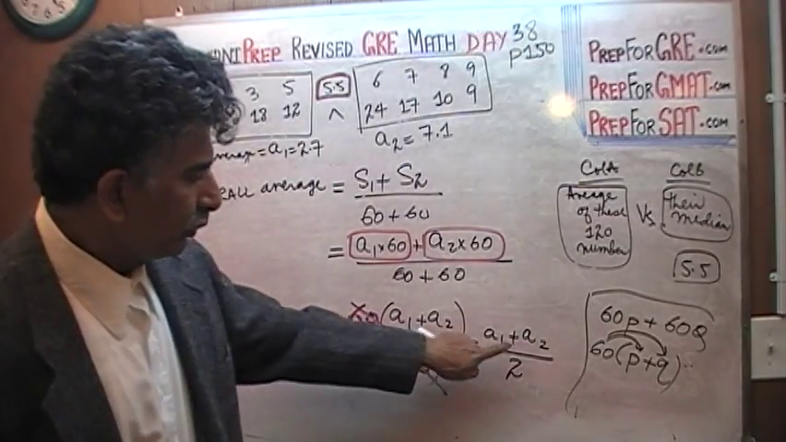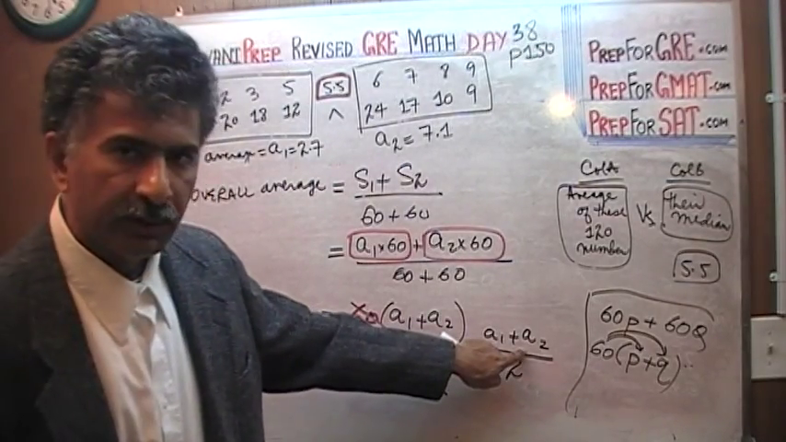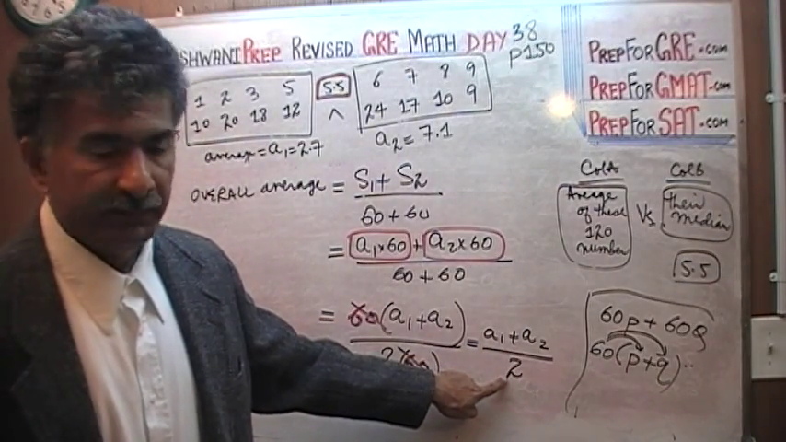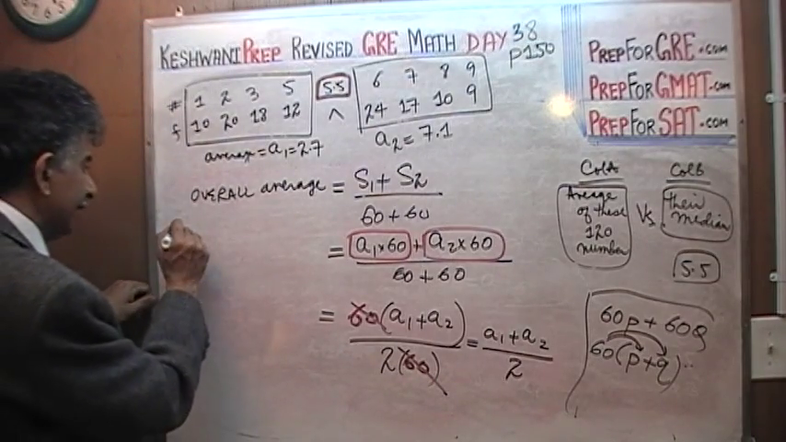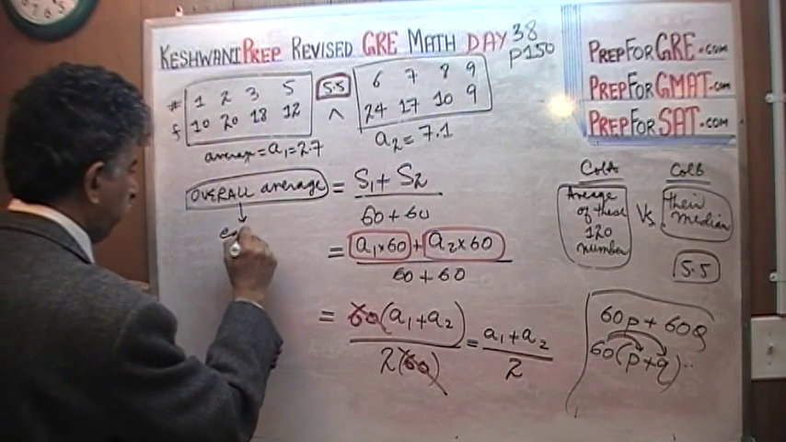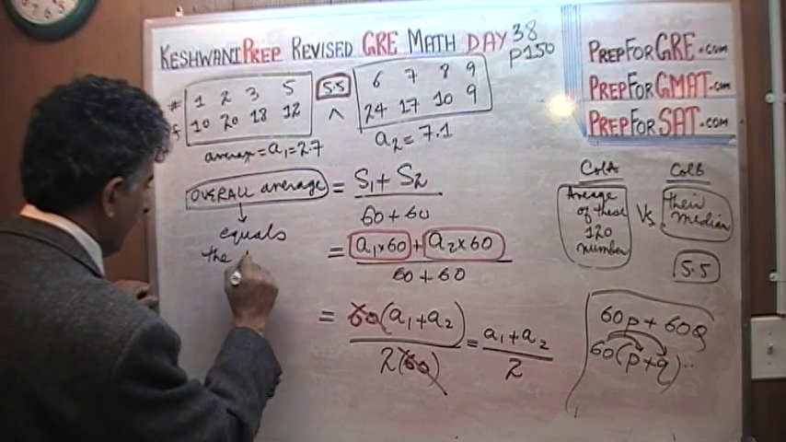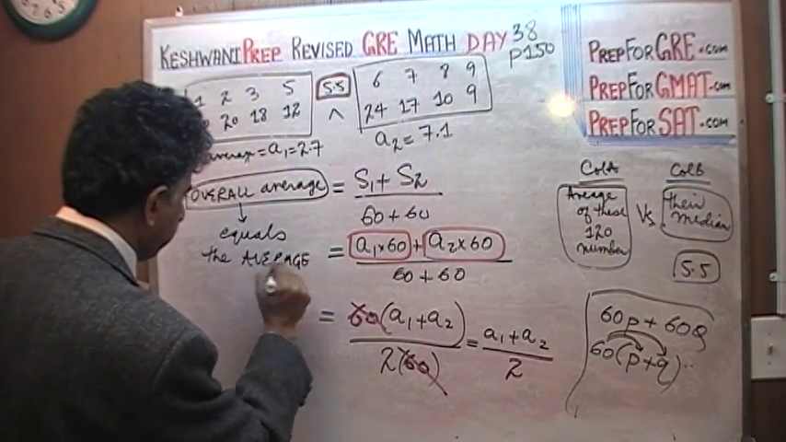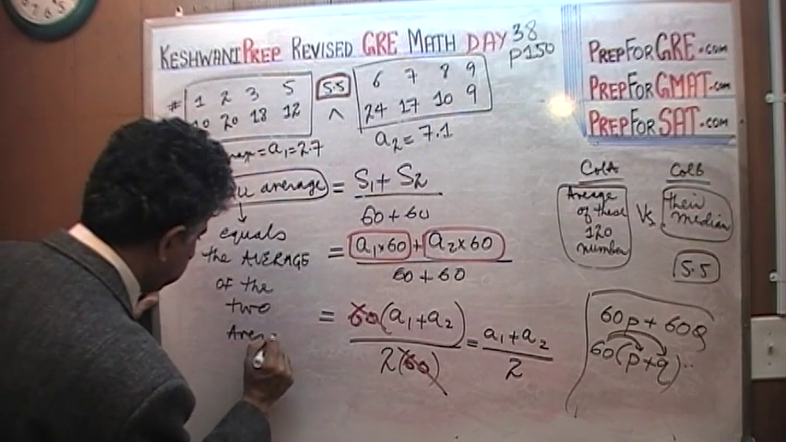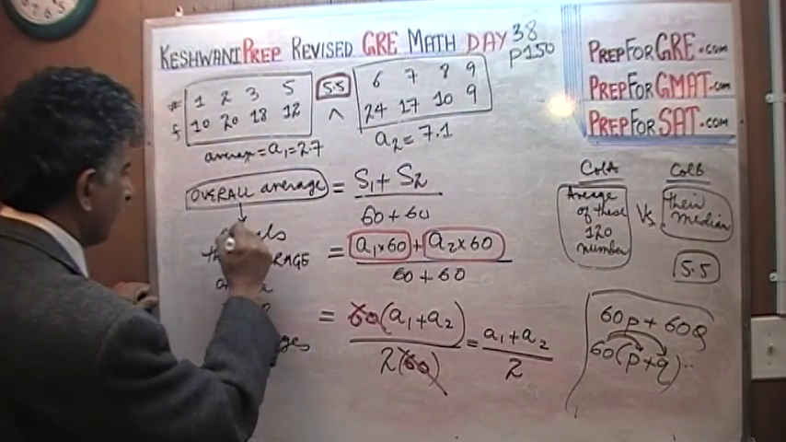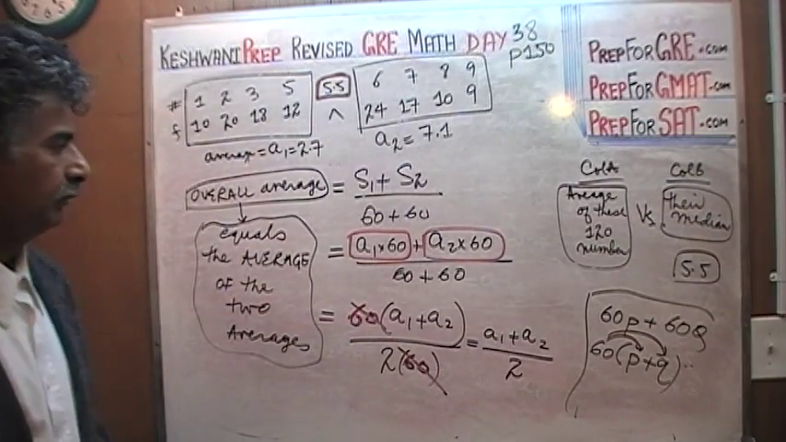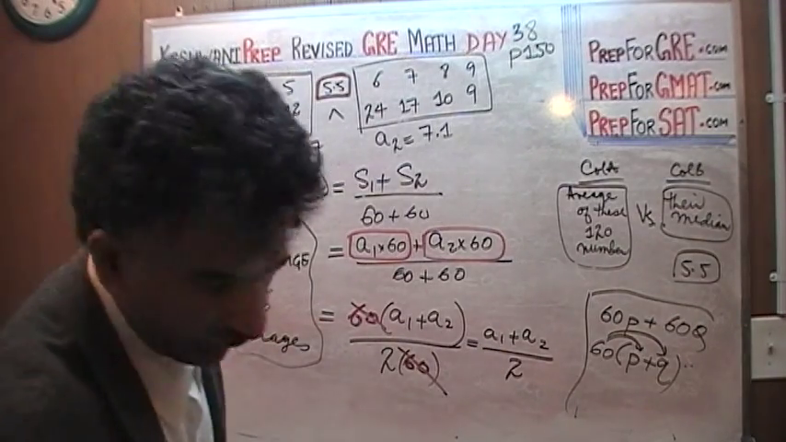Well, what do we get when we add up two quantities and divide by 2? We end up with their average. So it turns out that the overall average equals the average of the two averages. The overall average equals the average of the two averages. That's it, we're done. Again, let's continue here.